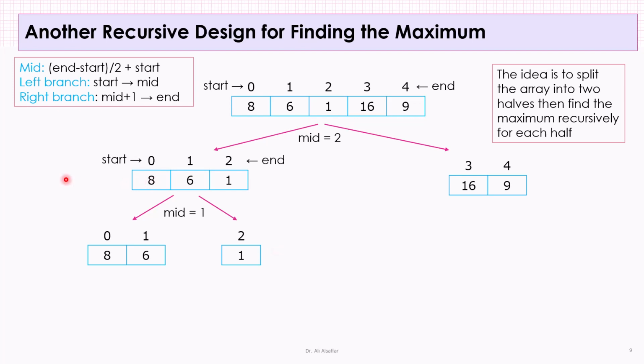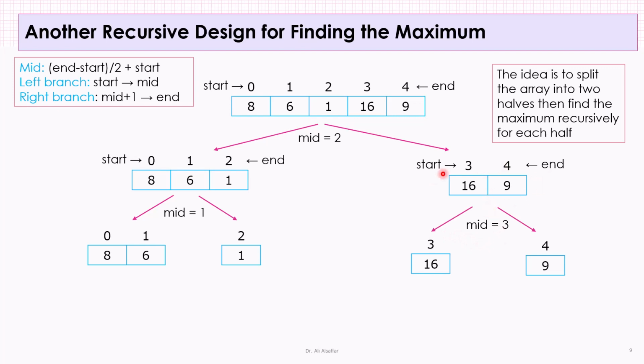After splitting the first half, we need to go and split the second half. The value of start of the second half is equal to 3 and the value of end is equal to 4. So the middle index is 4 minus 3, which is equal to 1, and 1 divided by 2, I know the answer is 0.5, but here we are dividing integer over integer, so the answer will be equal to 0. And 0 plus 3 is equal to 3, so the middle index is equal to 3.